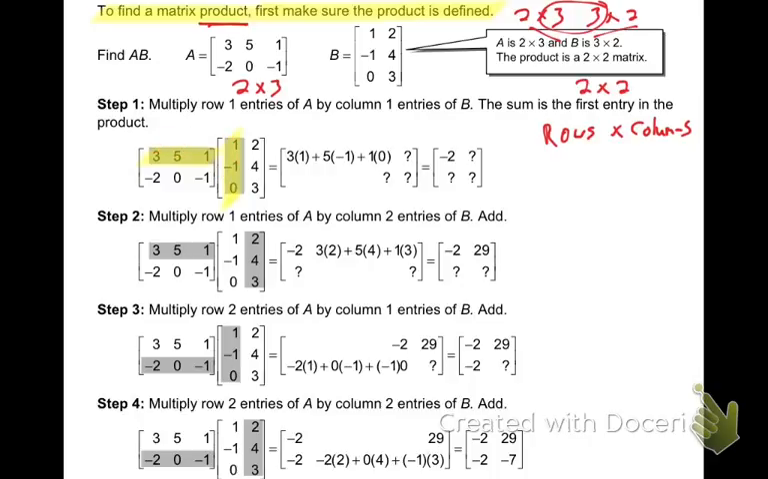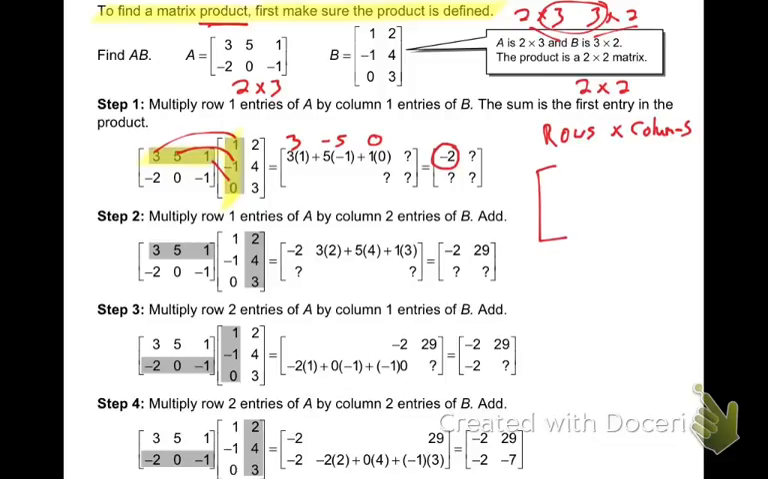So for example, here, let's do it again. 3 times 1 gets me 3, 5 times negative 1 gets me negative 5, and 1 times 0. And I add those up and I get negative 2. That's the first location. Now, why does that make sense?